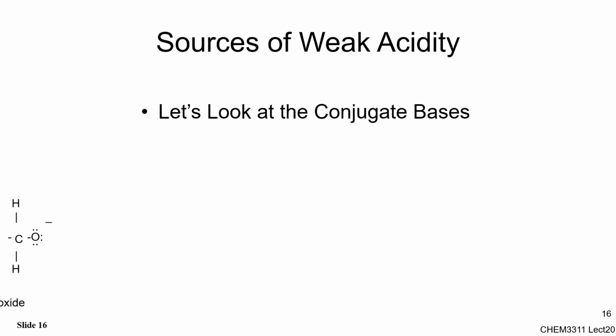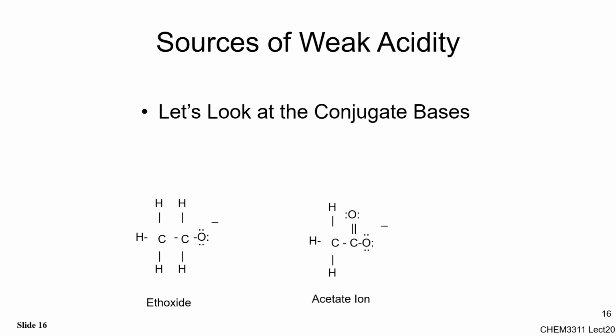So let's look at the conjugate bases. That's going to tell us even more. There's ethoxide. That's an extremely strong base. And there's the acetate ion. Ethoxide being a really strong base means it's highly reactive. It really wants that proton back, and it's not a particularly stable form.